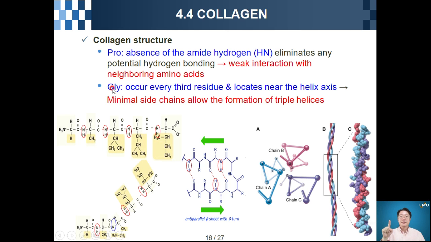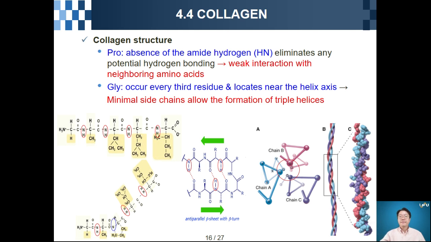Okay, how about the other basic subunit, glycine. They have glycine, Xaa and Yaa. So glycine occurs every third residue. So usually this is a triple helix, and glycine is located near the helix axis. Glycine always occurs here, here, here, every third residue, and locates near the helix axis.